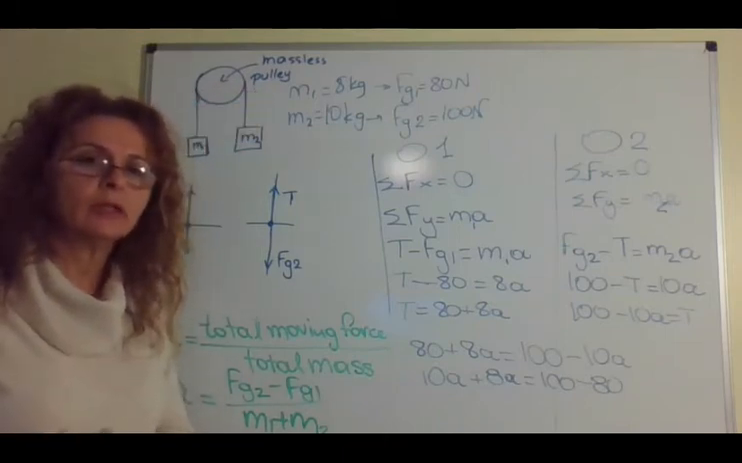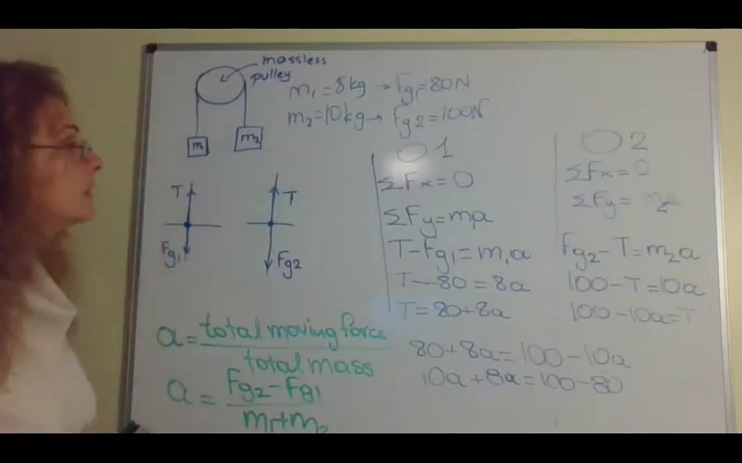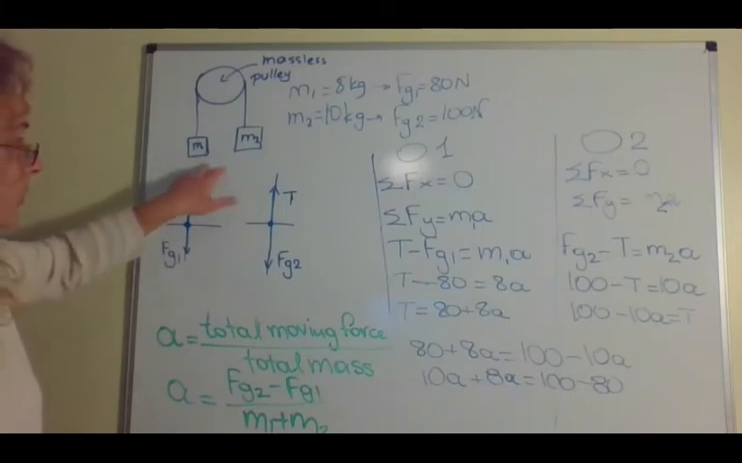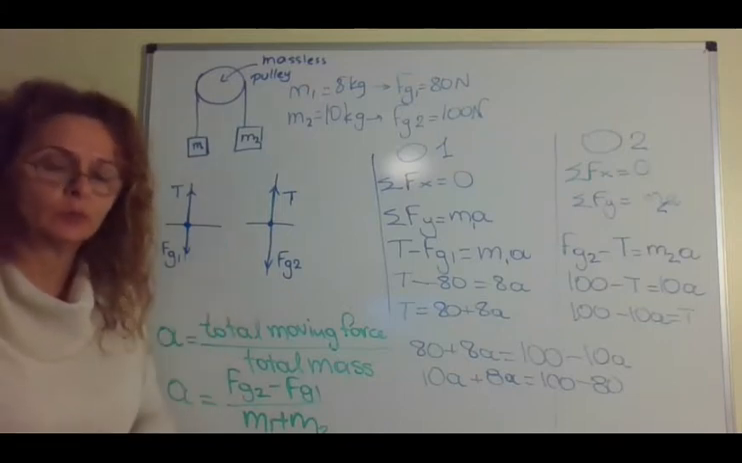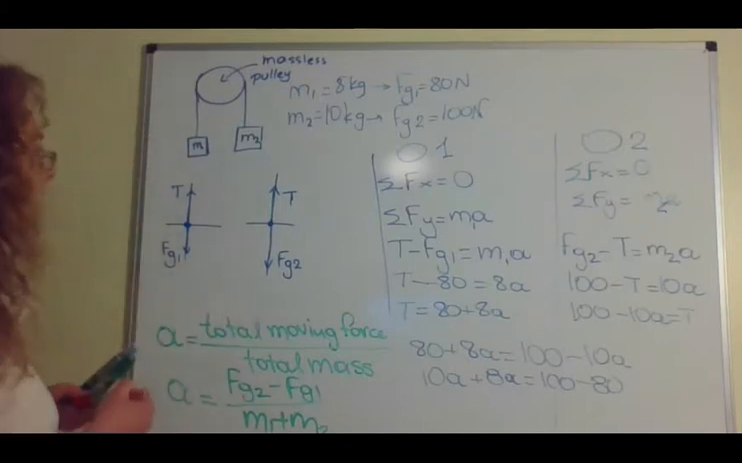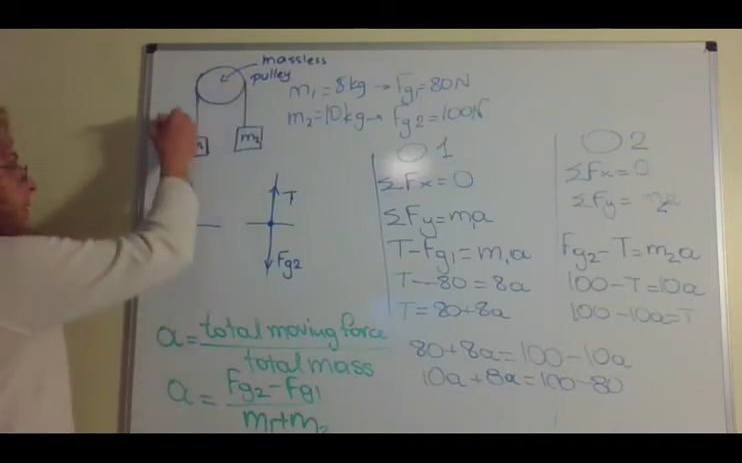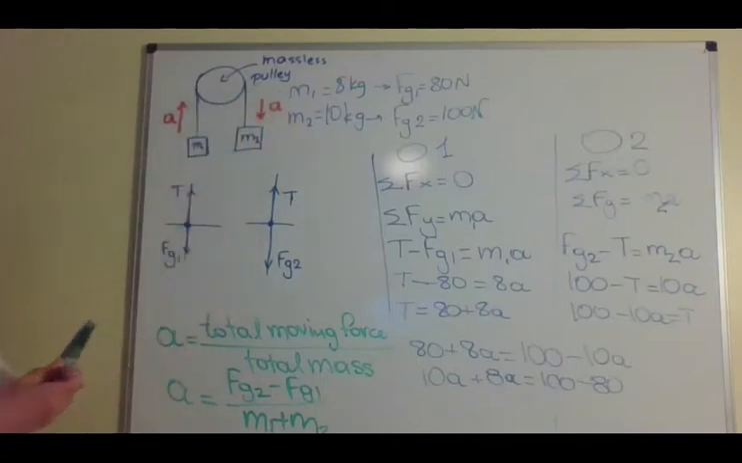Everything will change if the pulley had a mass, and we're going to see that in rotation. So now we have two masses, they're not equal. If they were equal, the system wouldn't move, but now the system of the two masses will move. And we expect it to move towards the heavier. That means that this one will accelerate upwards while this one will accelerate downwards.